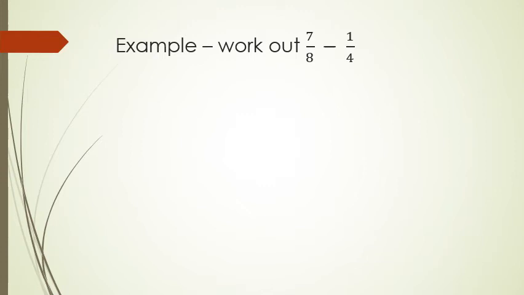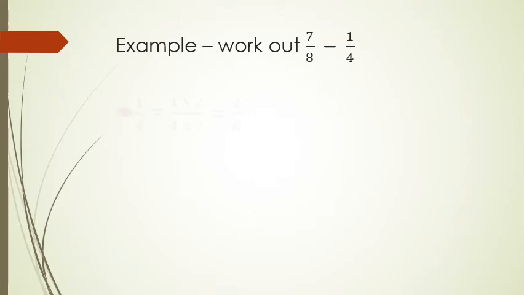Now the question is work out 7 by 8 minus 1 by 4. The bigger denominator is 8 and the smaller one is 4. We will think whether in 4 table 8 is coming or not. Yes, it is. 4 multiplied by 2 is 8. So it is as simple. 1 by 4 is the fraction which you are going to work on.